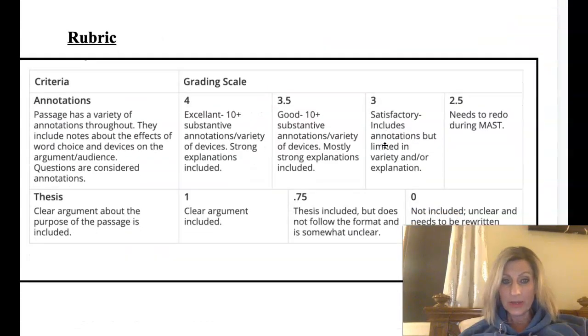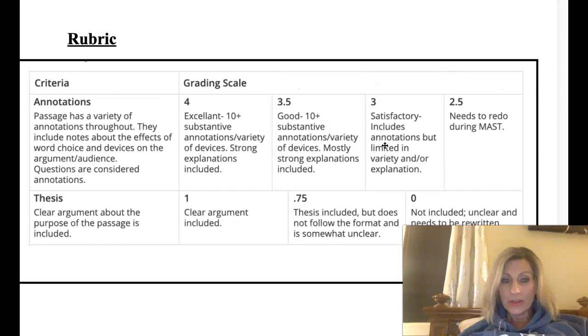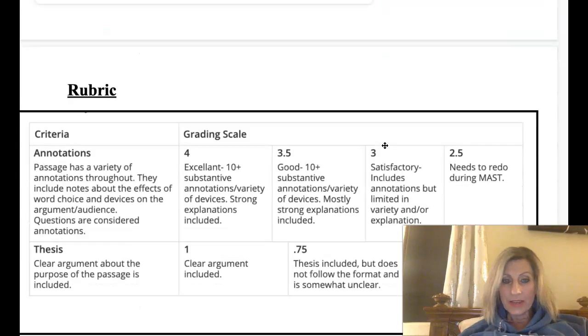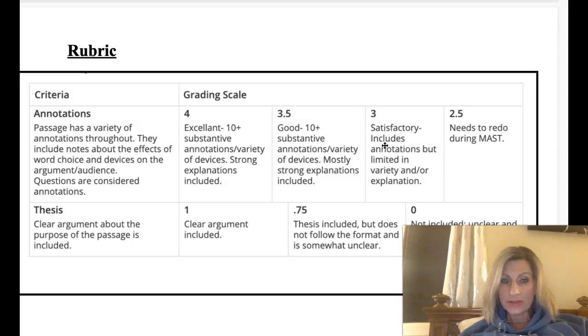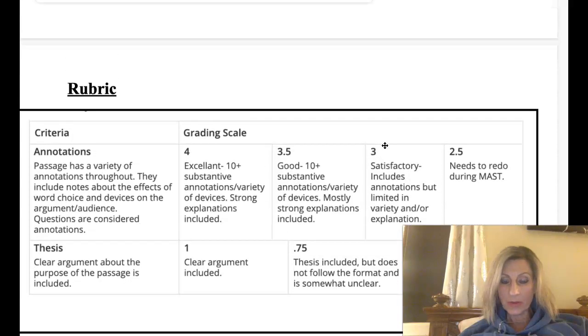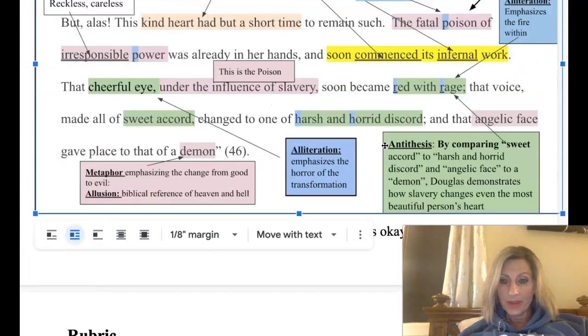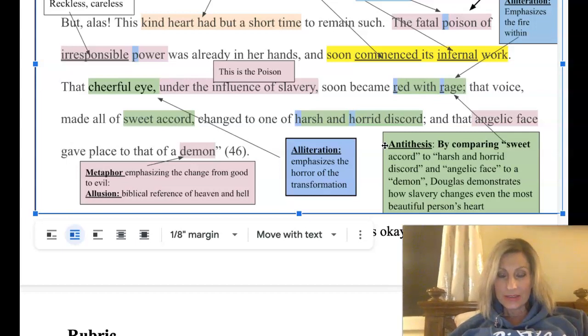Here's the rubric on how you're going to be graded. You're also going to be adding a thesis later, and that's part of your grade for this annotations part. That's separate from the boxes where you do the explaining on the next sheet.